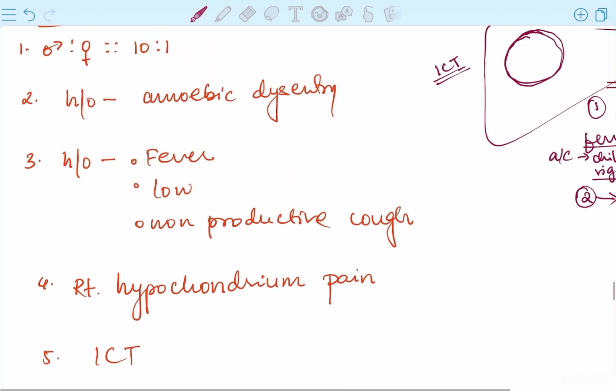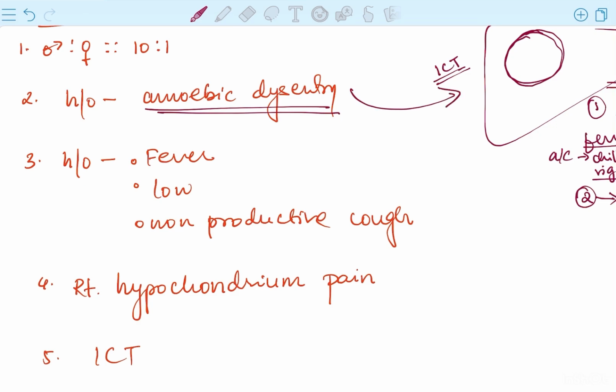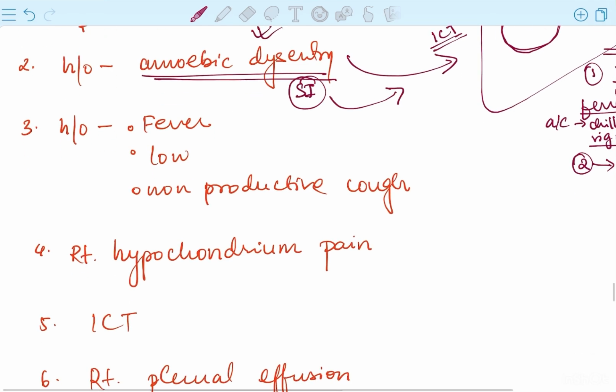There will also be a history of amoebic dysentery. Only after the history of amoebic dysentery will you have the liver manifestation, because we saw in the microbiological aspect that the amoeba enters via the small intestine. It erodes away and causes necrosis. So there will be amoebic dysentery, and only then will it enter the liver. So there will be a history of amoebic dysentery.